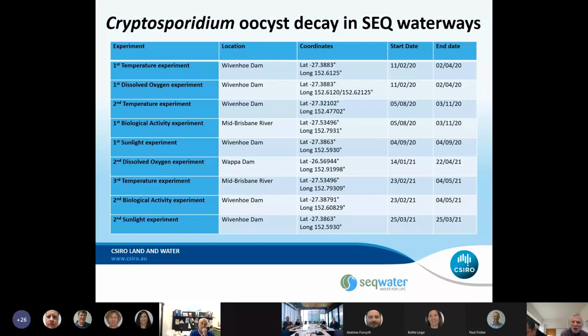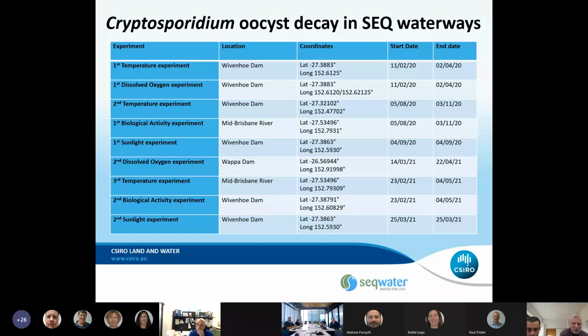There's a series of biological activity experiments, because we know that certain microorganisms can influence the survival or decay rates of pathogens when they get into the environment. That's what we call biological activity: predation, production of antimicrobial compounds, those sorts of things. And then the final one is sunlight. If you've got Cryptosporidium towards the surface of the reservoirs and the rivers, what effect does sunlight have?